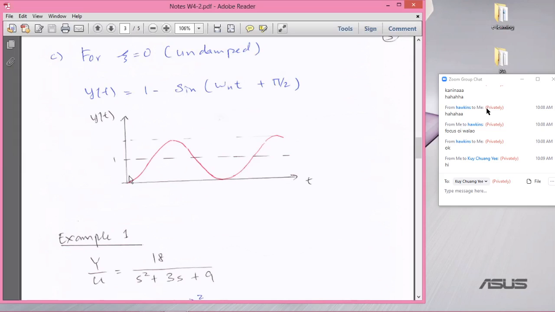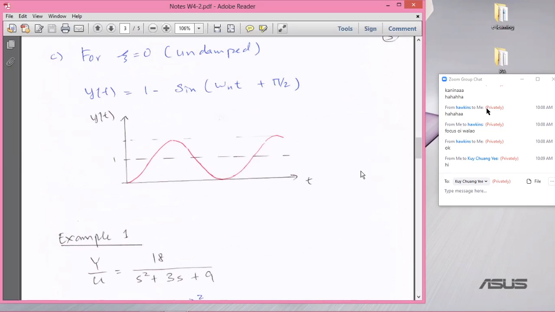sine wave. So your response is going to be oscillatory. Imagine if you have zero damping and you hang a mass on a spring, it's going to keep on oscillating. It's not going to stop because the energy is not going to dissipate. So for the undamped case, where zeta is equal to 0, the response is just going to be oscillatory. So you have three cases of time response of a second order system.